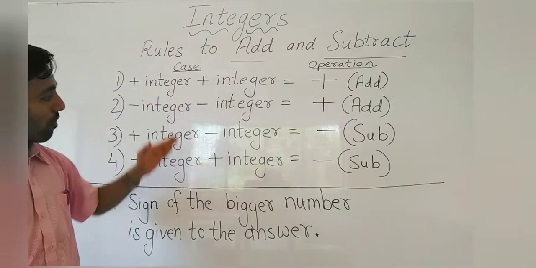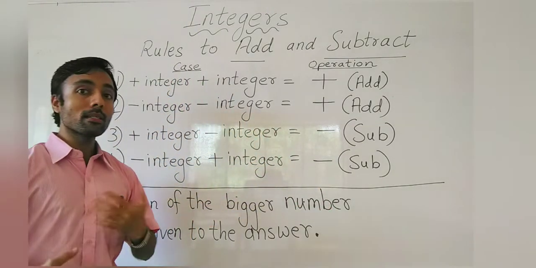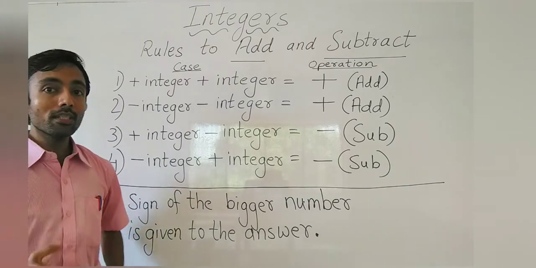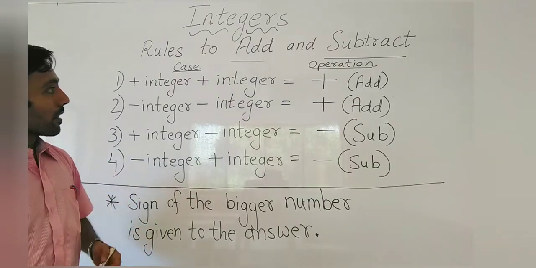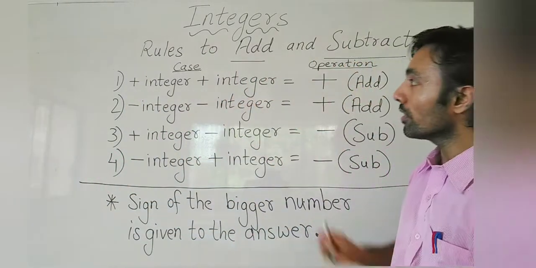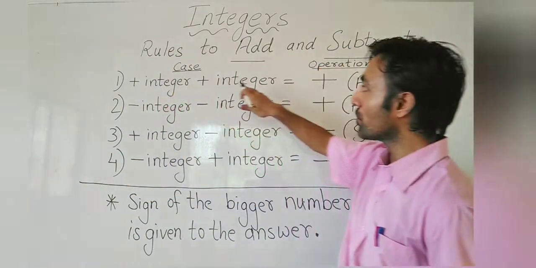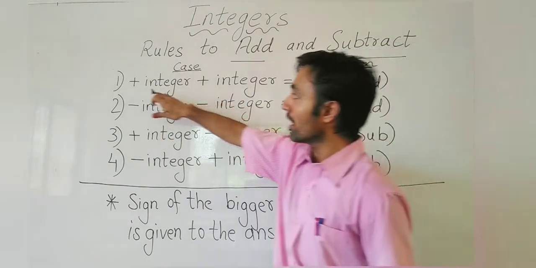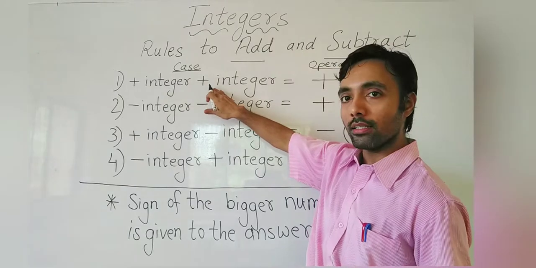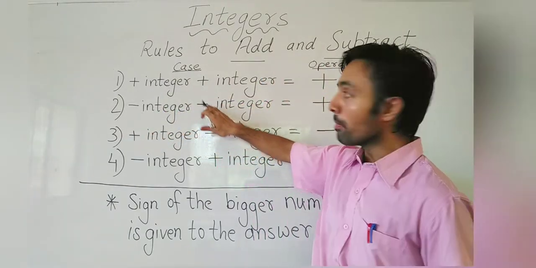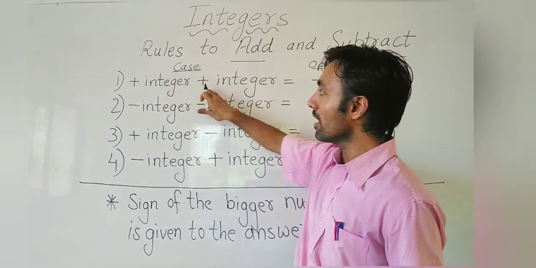Now, these are 4 rules, but there is a simple way of remembering them. So what is that simple way? If you have noticed, in the first 2 cases, both integer signs in the calculation are the same. In the first case, both integers are plus. In the second case, both integers are minus, means they have the same signs.